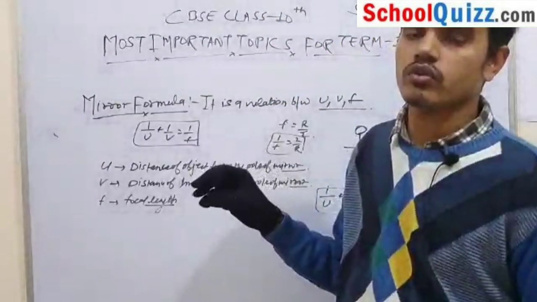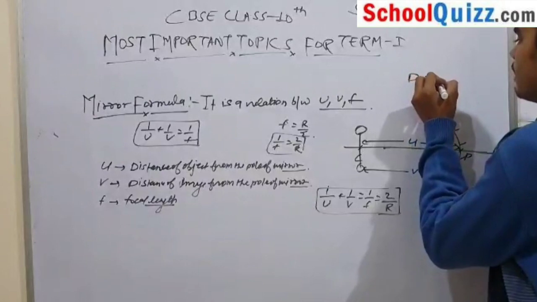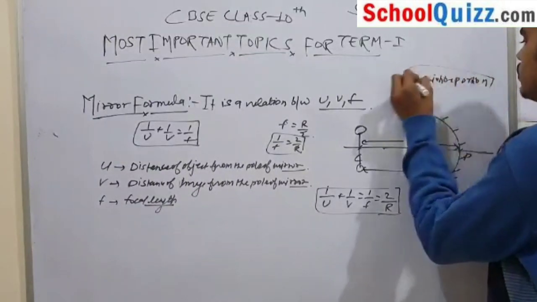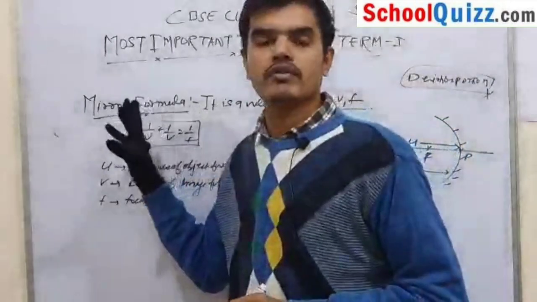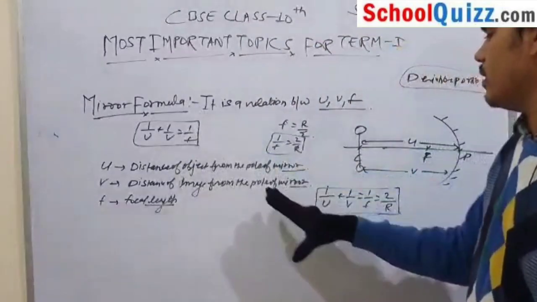And one good news for you students, that the derivation portion is removed. No derivation will come from the mirror formula. Okay, now this is the relation of mirror formula.